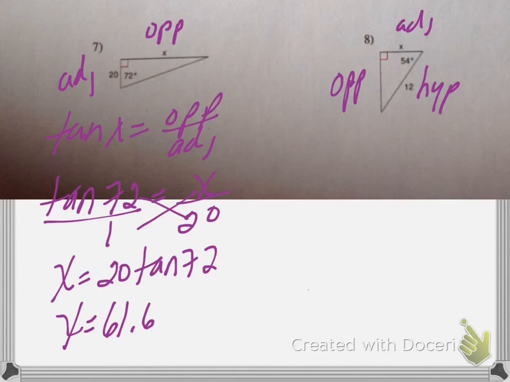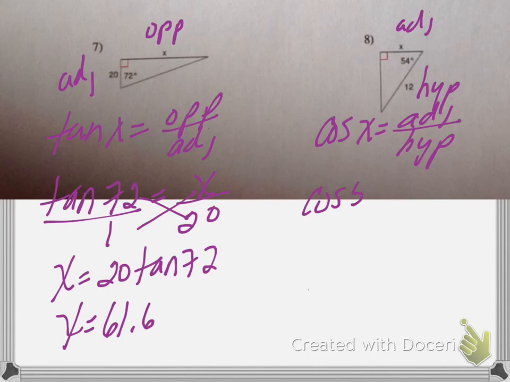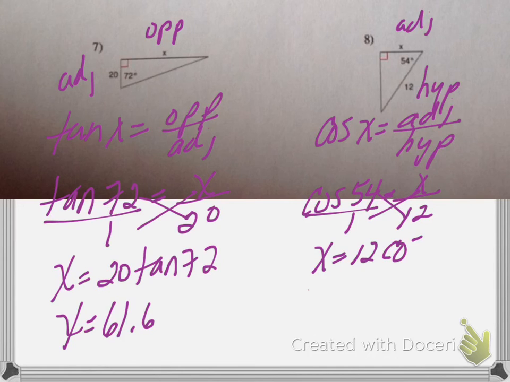Get rid of what you don't need. Set up the ratio. Substitute. Cross multiply. Put it in your calculator, and we're done.